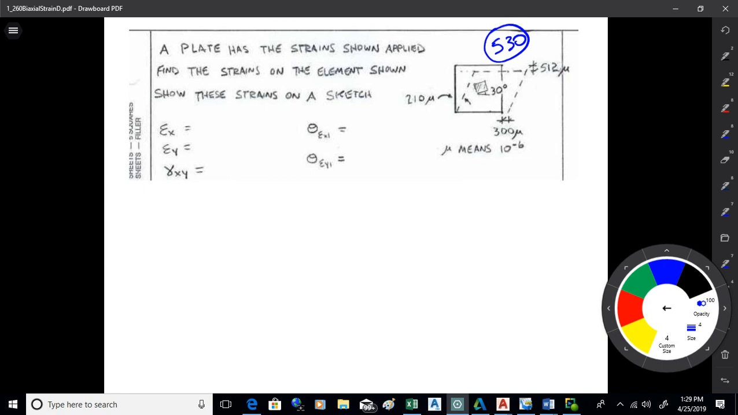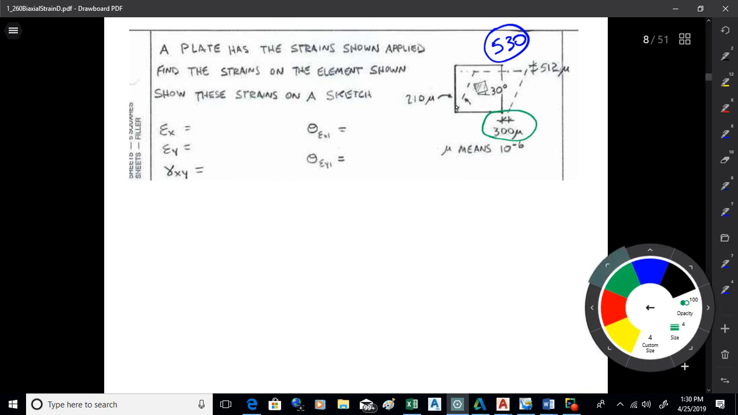And then we strain this plate. We start to stretch it and compress it and put shear strain on it in the x and y directions. And so we go ahead and apply these strains to it in the x and y directions. Let's get an idea what this element will look like after we do that. So that starts off as a nice square element at 30 degrees, but then we start stretching and pushing on the plate as shown. Let's figure out what happens to that element.